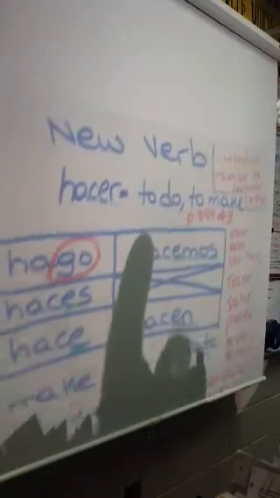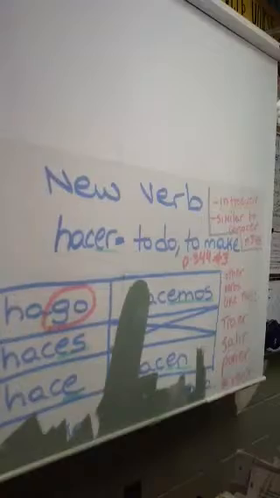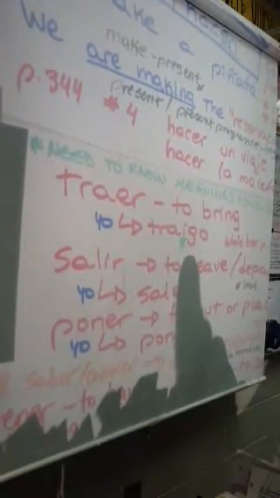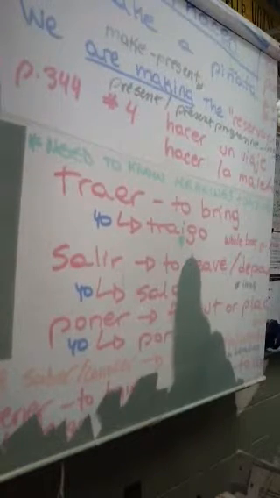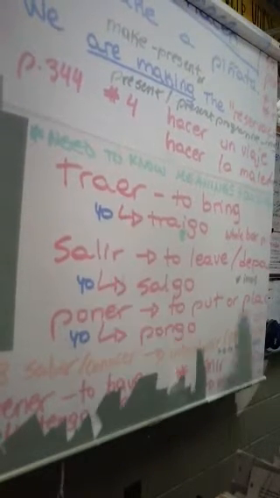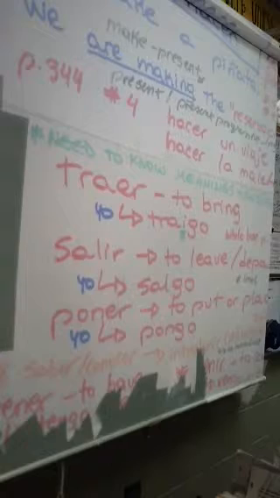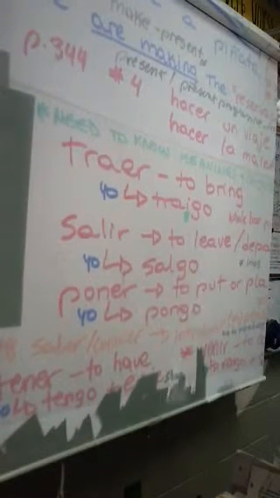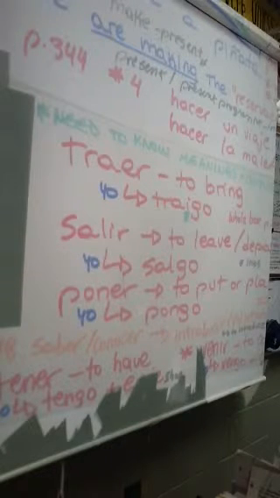So the verb hacer has two meanings, to do or make. The other ones that also are just irregular in the yo form, this one has the extra I there. Traigo for traer, which is your verb to bring. Salir, to leave or depart, would be salgo for the yo form. The rest would be regular conjugations.